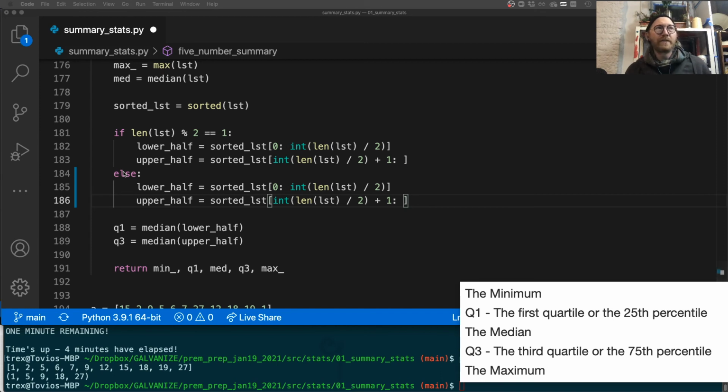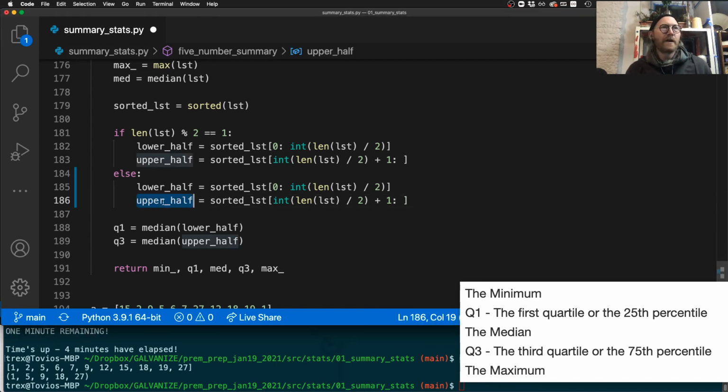Well, I am just using else, and there's something very simple I can do to modify the upper half. Remember, if it's an even length list, we're going to include all the values. Get rid of the +1. That's exactly right. We're just going to get rid of this +1.